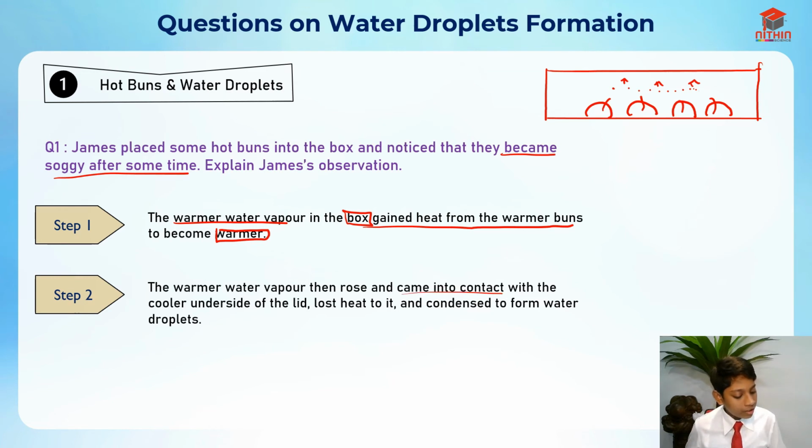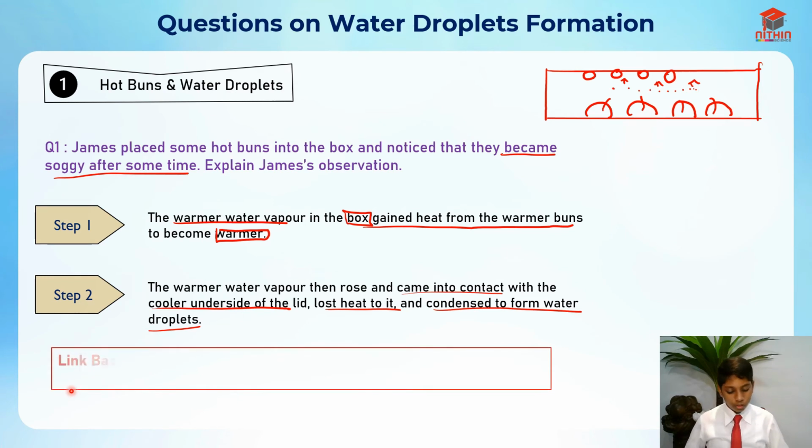and came into contact with the cooler underside of the lid, lost heat to it, and condensed to form water droplets. I hope you understand that. But this is not the answer yet, because we are missing the point of how they become soggy after some time. So then we need to link back to the question.